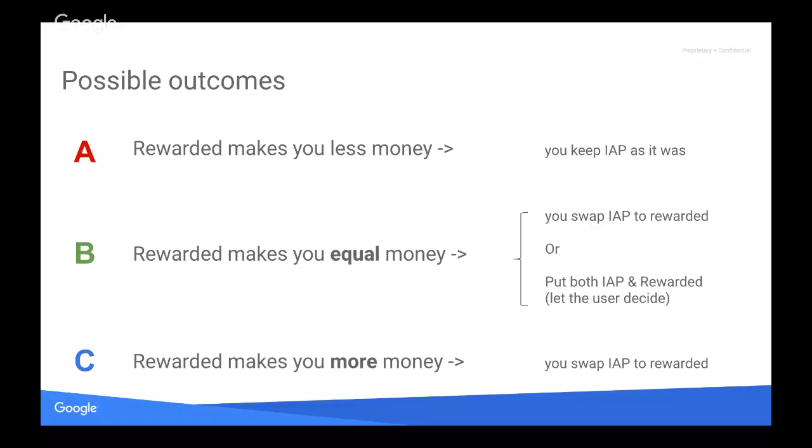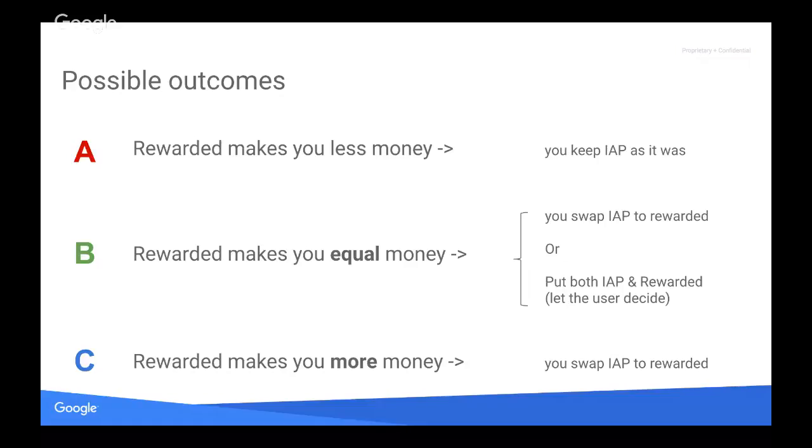Does he want to pay cash, or does he want to use some of his time by watching a rewarded video ad? Now, you may be asking, but if it's equal money, what's the point? Why waste my time? I'm just going to keep it as it is with in-app purchase. Well, here's what we've seen. Put yourself in the shoes of a user. Some people just don't like to pay or just cannot pay because they don't have a credit card.